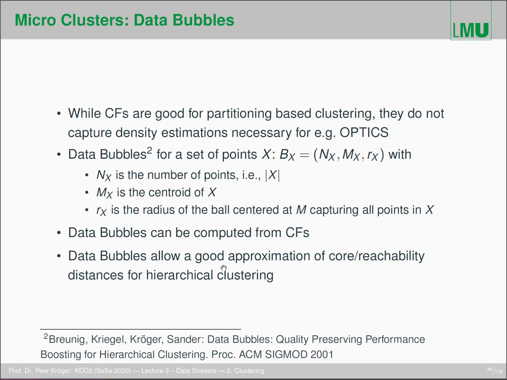Data bubbles can obviously be computed from CFs, but the big advantage of data bubbles is that they also allow a good approximation of the things that are computed by the OPTICS algorithm, which is basically the core and the reachability distances. Have a look into OPTICS to see what that exactly means. Those things are computed during the OPTICS run. OPTICS needs to compute those two values in order to decide where to go next, which object to process next. So those things are needed especially for hierarchical density-based clustering.